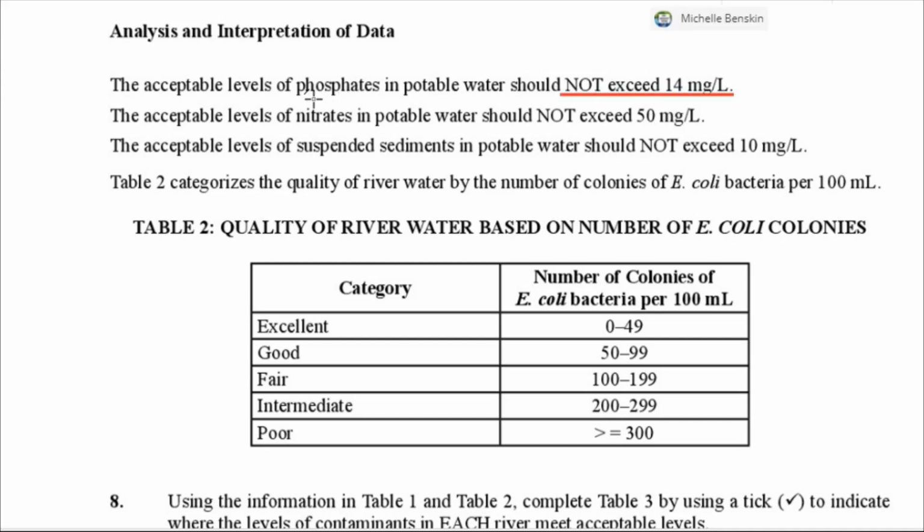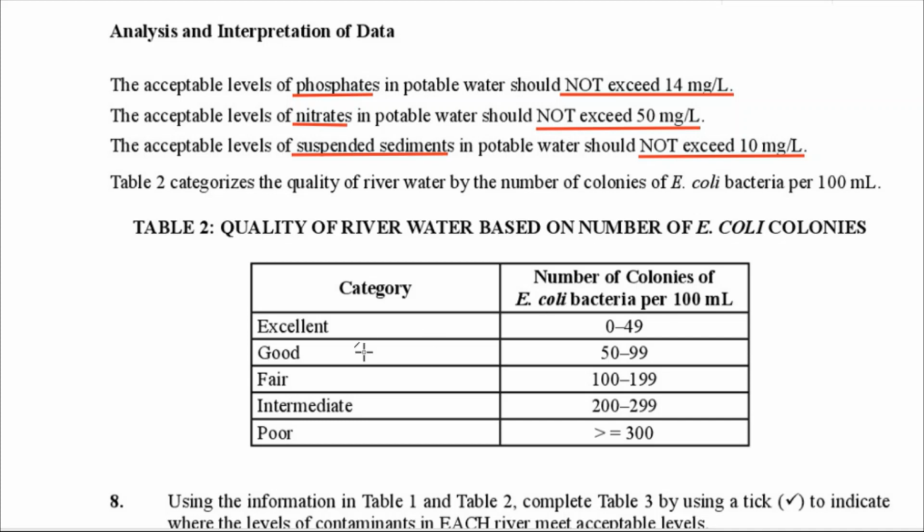So we're dealing with phosphates here. The acceptable level should not go over 14 milligrams per liter. For nitrates, it should not go over 50 milligrams per liter. And the acceptable levels of suspended sediments in the potable water should not exceed 10 milligrams per liter. So Table 2 categorizes the quality of river water by the number of colonies of E. coli bacteria per 100 ml.